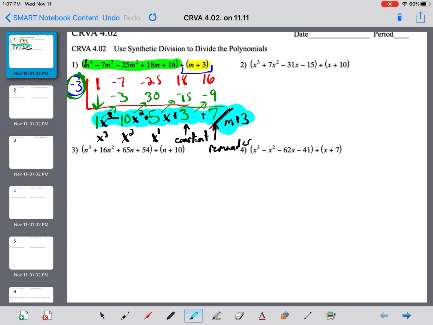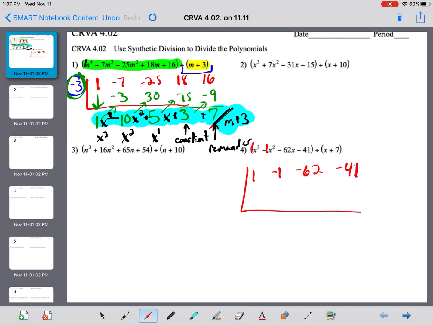Let's try number 4. Number 4, we make the L. We drop down the coefficients. Coefficient of the first term is 1. Coefficient of the second term is negative 1. Then negative 62. Then negative 41.